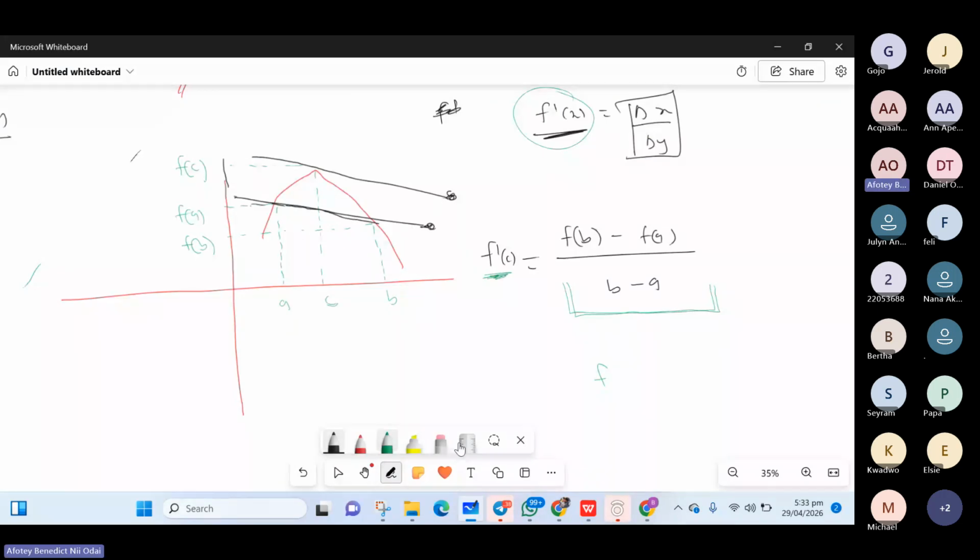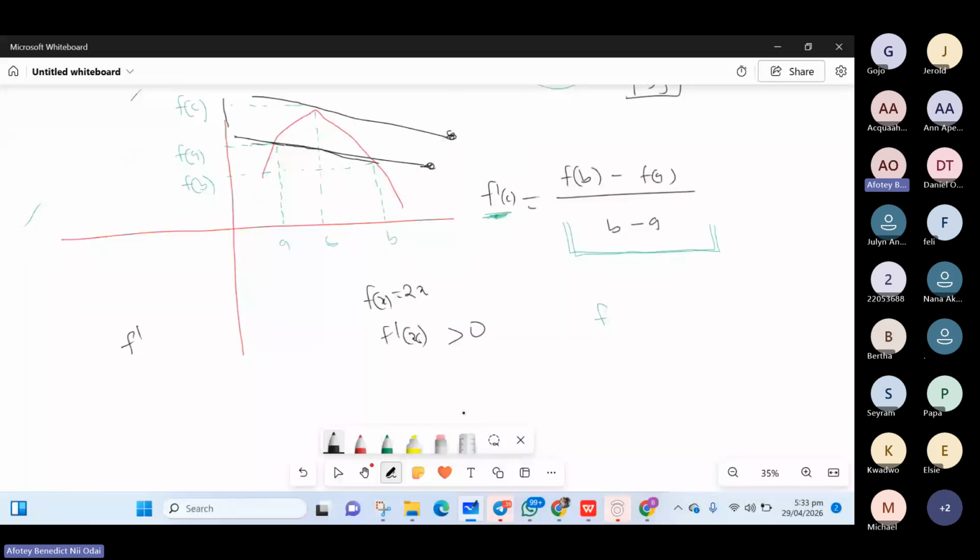The green is not nice. Let me use the black. So if you want to check if a function is increasing or decreasing, you basically find the differential. Let's say f of x is equal to 2x. So that this function is increasing, all you have to do is find f prime of x. If f prime of x is positive, f of x is increasing.